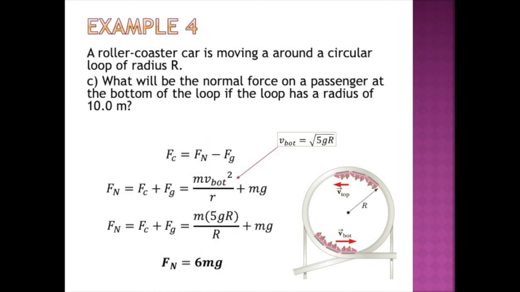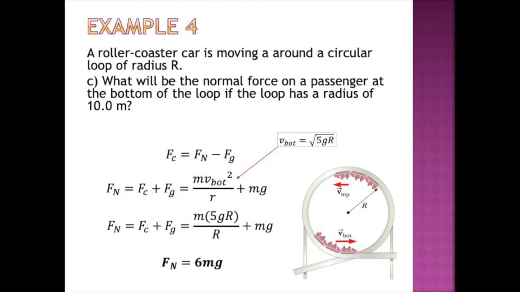And for part C, then, we can apply the same strategy, and we're just looking for the normal force on the passenger at the bottom. Well, again, we go to our definition of centripetal force, and we know that the normal force at the bottom is pointing up towards the center of the circle. We know that Fg is always pointing down away from the center in this case. And we know that if we solve for Fn, we can now substitute in our equations for Fc and Fg.